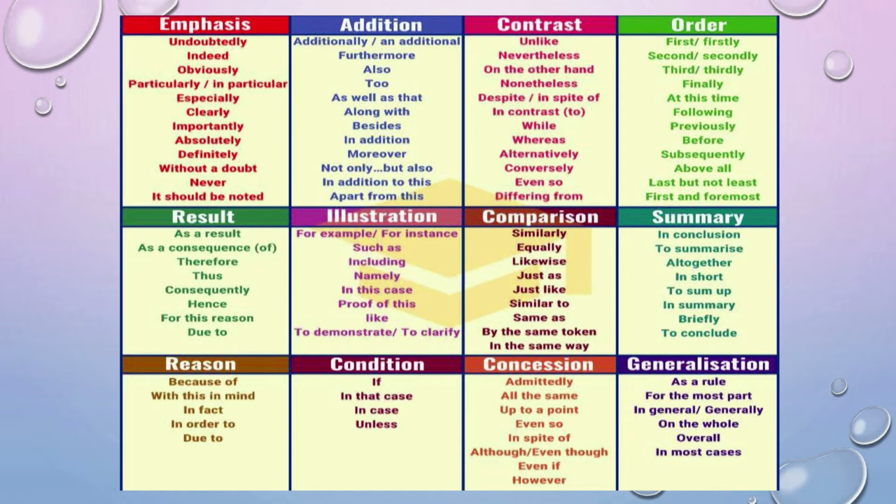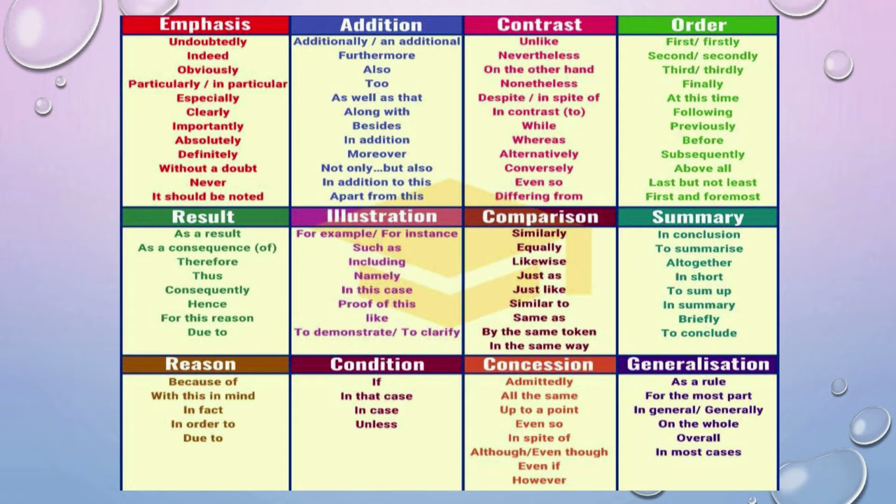Connectors of emphasis. For example, undoubtedly, indeed, obviously. Connectors of addition, such as additionally, and, additional, furthermore, also, too. Connectors of contrast: unlike, nevertheless, on the other hand. Connectors of order: first, firstly, second, secondly, third, thirdly, finally, at this time. Connectors of result: as a result, as a consequence of, therefore.